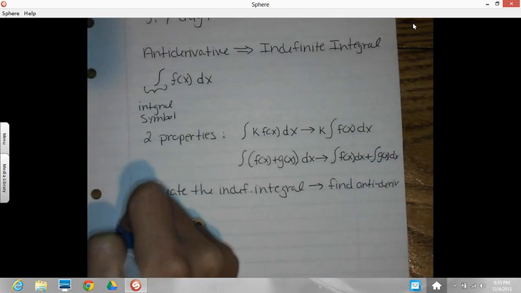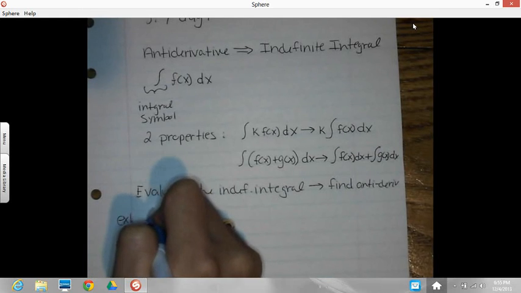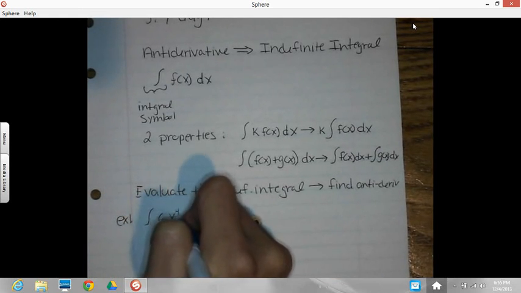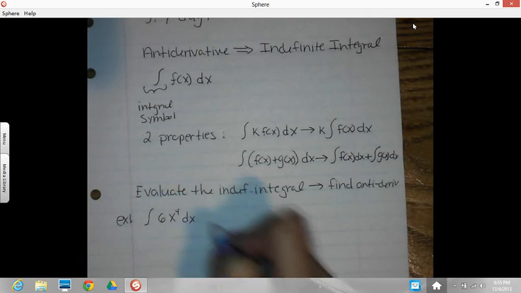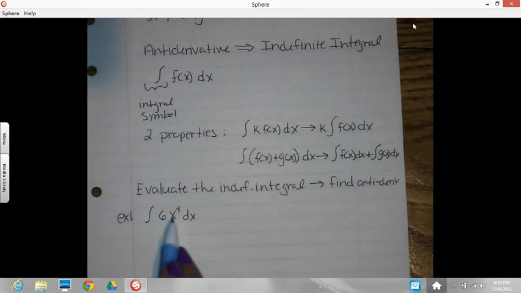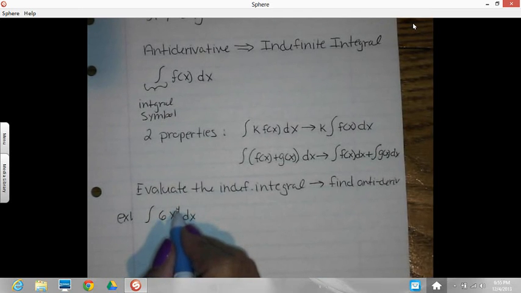So example 1, it's going to look like this. The integral of 6x to the fourth dx. Okay. Old school way. Let's do it old school, then we'll do it with the new rule, and I'll show you the difference. We would start with adding 1 to this exponent.